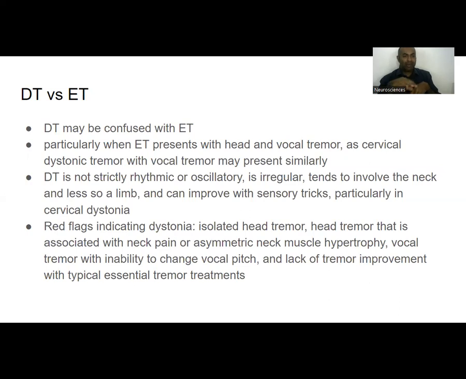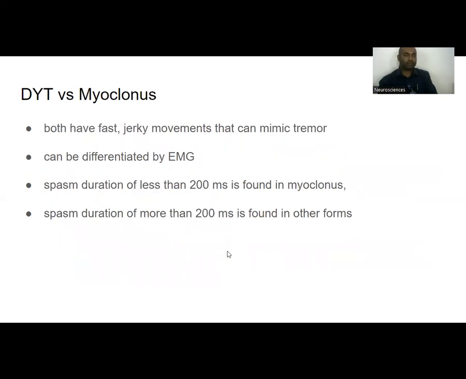So there are certain red flags. So if you see a patient with isolated head tremor, it's more likely the patient has a dystonic tremor than an essential tremor. If the head tremor is associated with pain or asymmetric neck muscle hypertrophy, more likely to be a cervical dystonia. Vocal tremor with inability to change vocal pitch, again dystonia. Then lack of tremor improvement with typical ET treatment, again more likely a dystonic tremor.